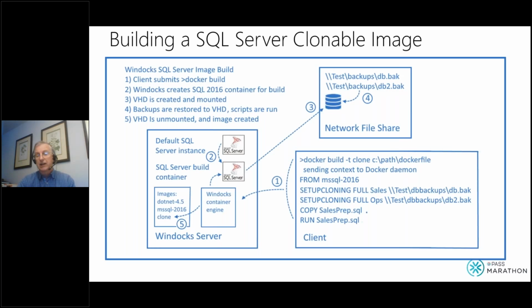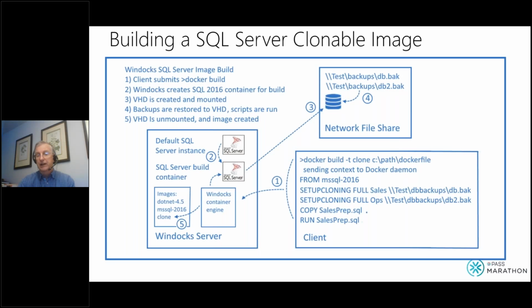And on the right-hand side, on the bottom right, is a Docker client, and we're going to build a Dockerfile. And so you can see we're going to do a build -t on a Dockerfile, and we're going to create an image called clone. And in this case, the Dockerfile is relatively simple.